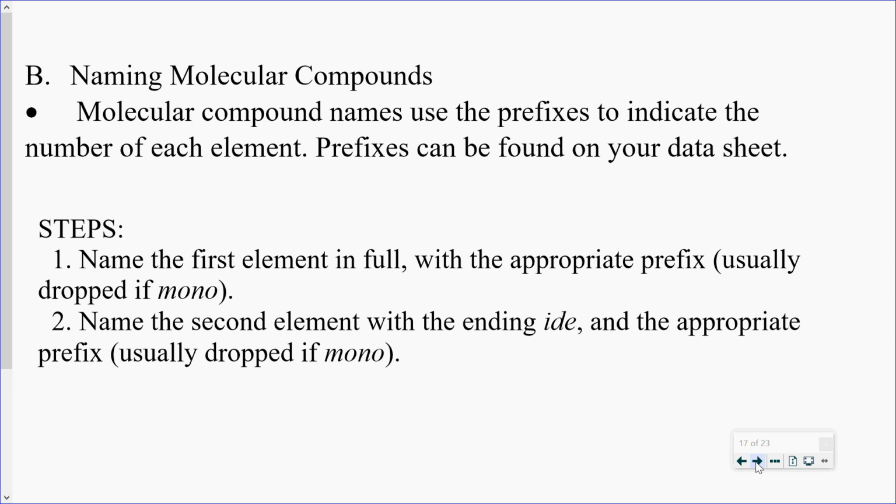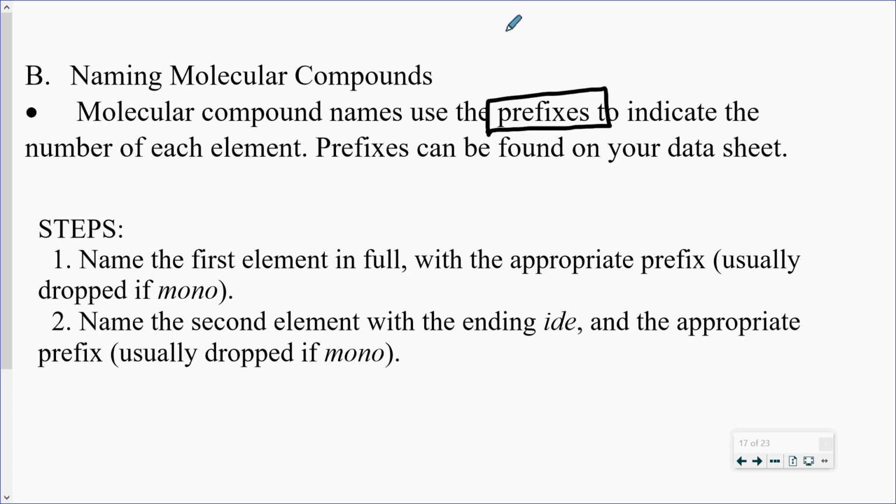Okay, so let's jump into the naming and the writing of the formulas. Molecular compound names now use prefixes. You have these prefixes on the back of your data sheet, the back of your periodic table. It has these prefixes: mono, di, tri, tetra, penta, and so on, that you need to use to specify the number that you have for each of the different atoms.